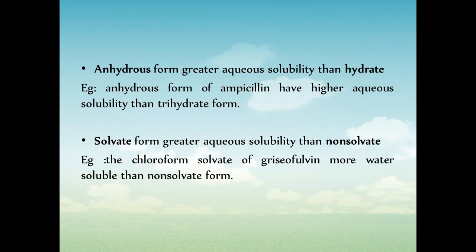Now the anhydrous form has greater aqueous solubility than the hydrate form. Means hydrates have less solubility than the anhydrous form of the drug. An example is that the anhydrous form of ampicillin has a higher aqueous solubility than the trihydrate form. Ampicillin anhydrate has more solubility than ampicillin trihydrate.